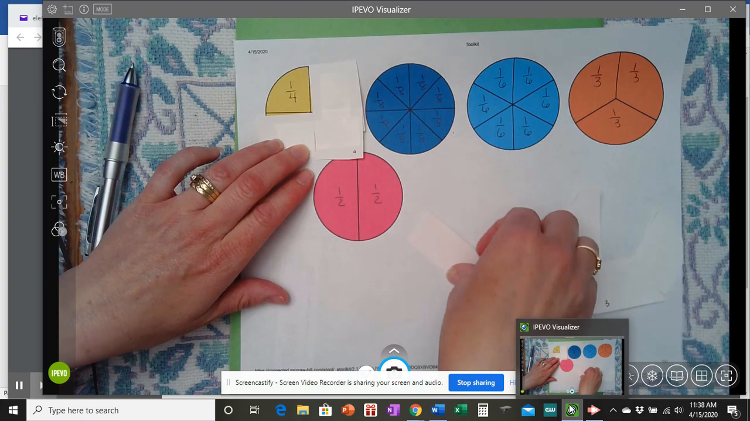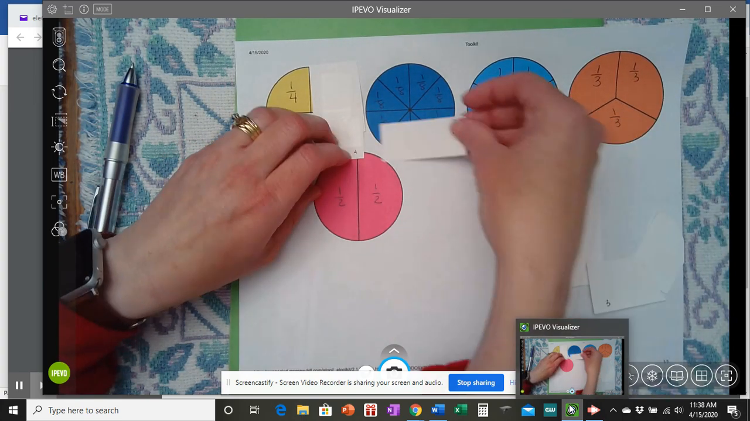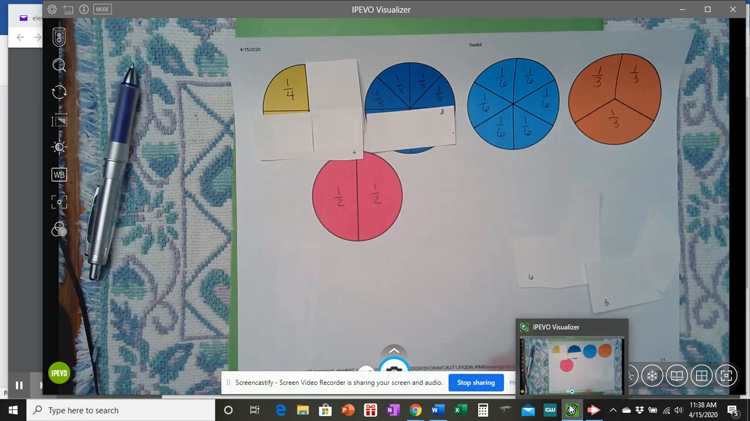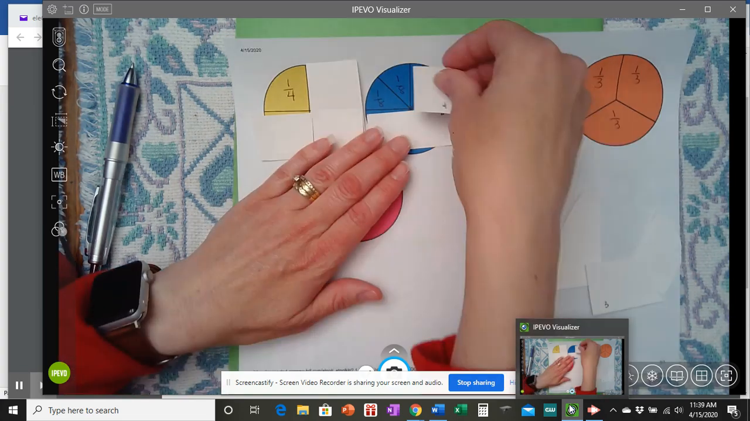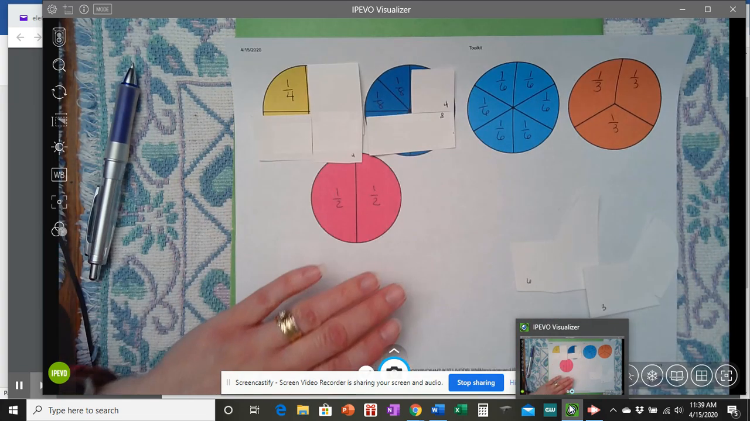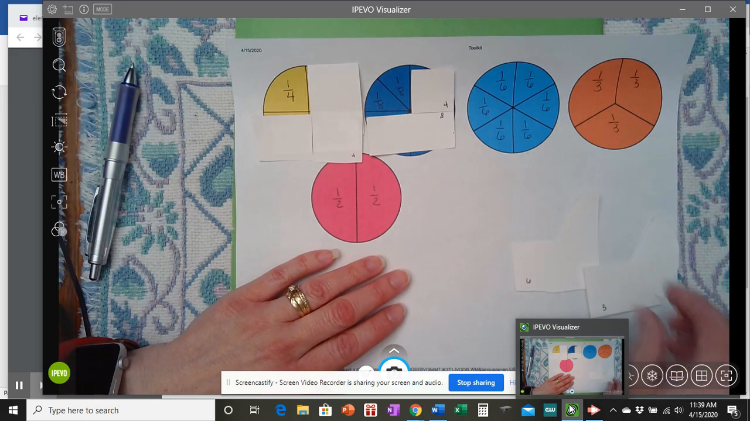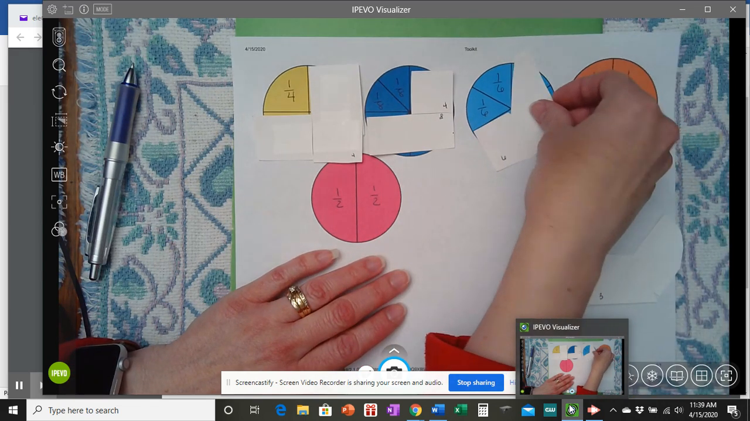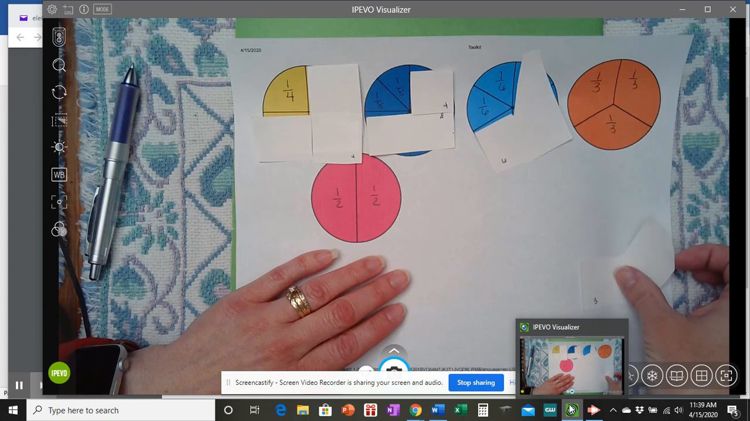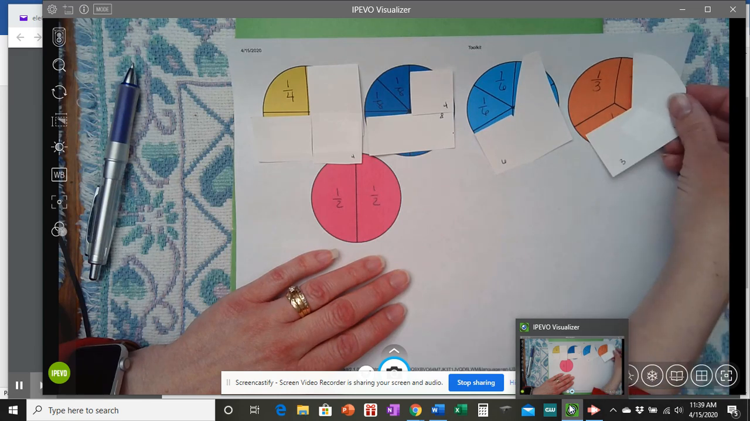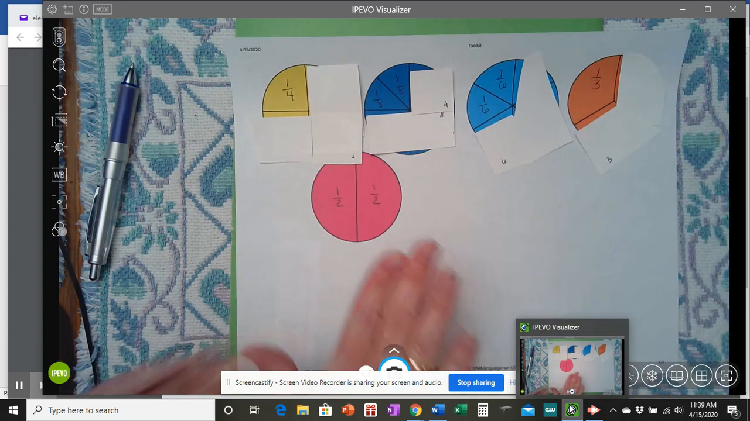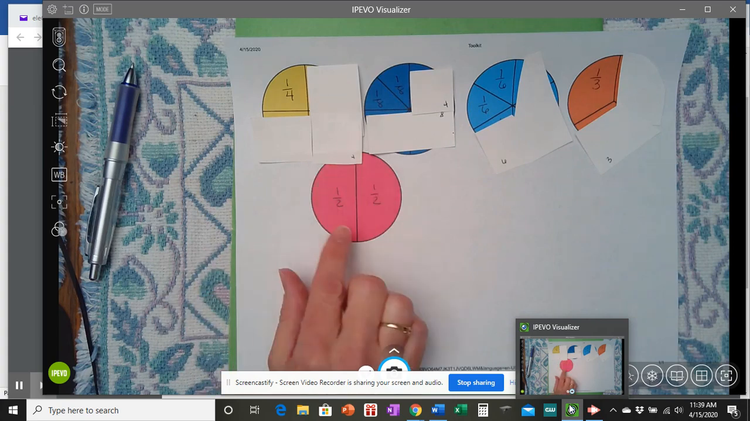2/8, that is less than 1/2, so I am going to cover up 2/8. 2/6, that is less than 1/2. 1/3, that is less than 1/2, and then you're going to pretend that this one is all blank.